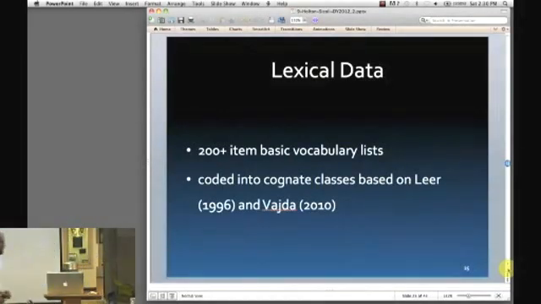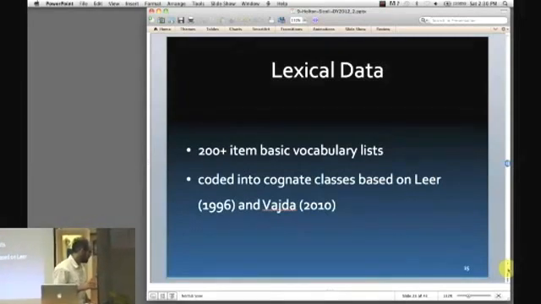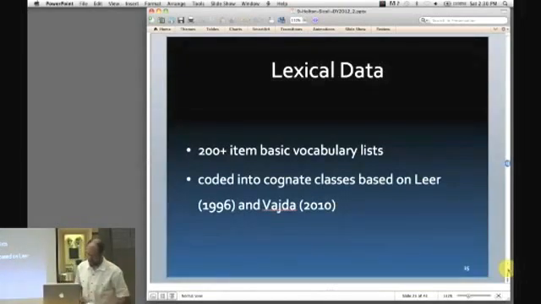How long are we going to have? You're right on time, 15 minutes. Does that include questions? No, that includes questions. Okay, so I'll try to be quick here.